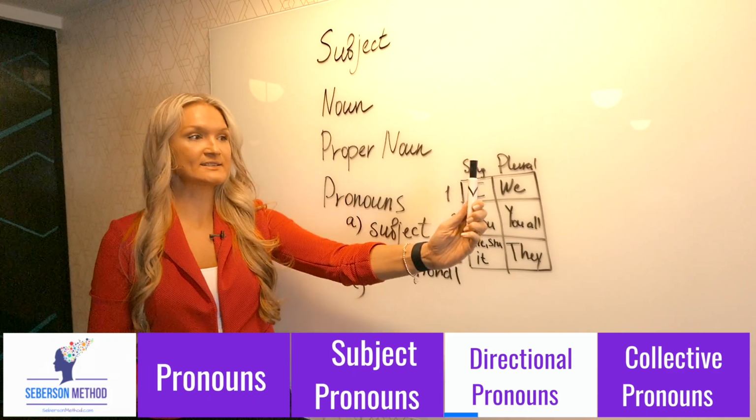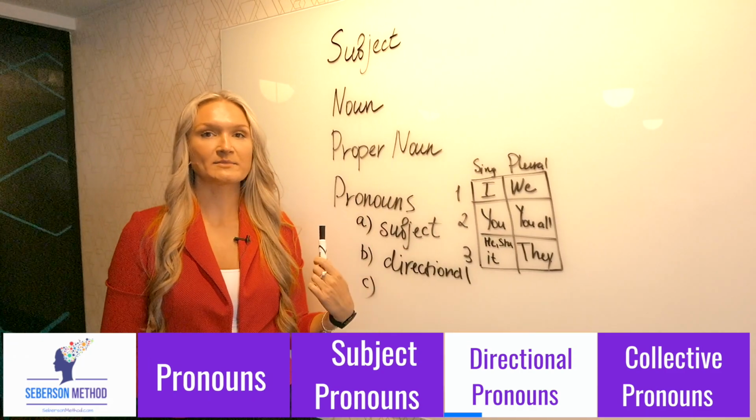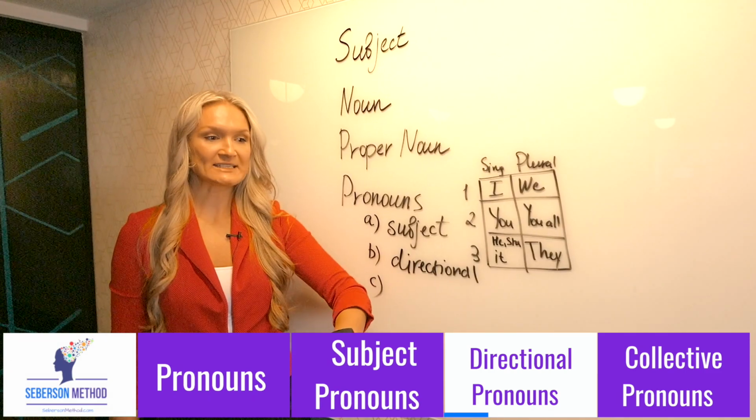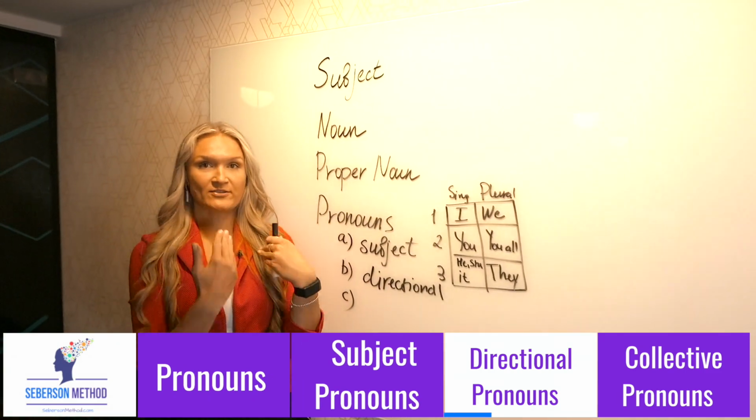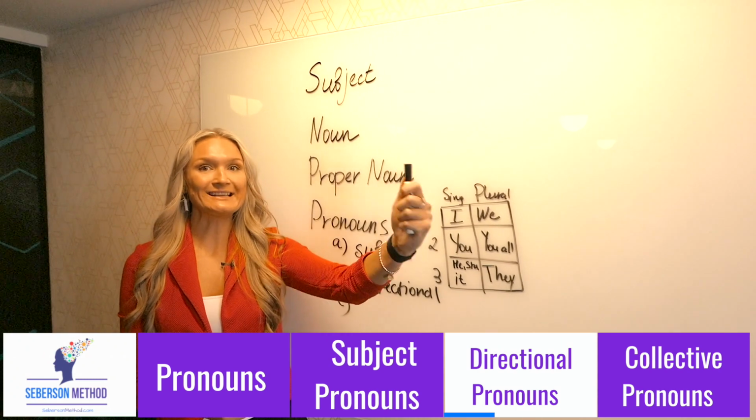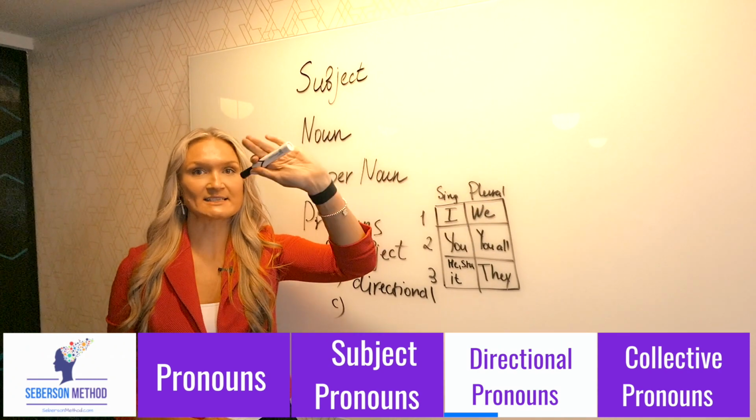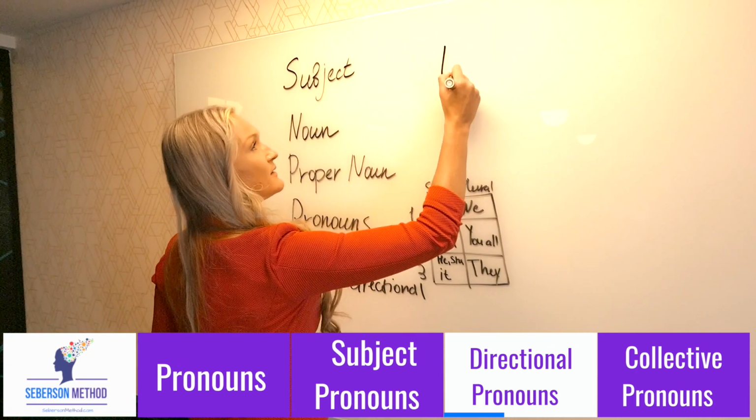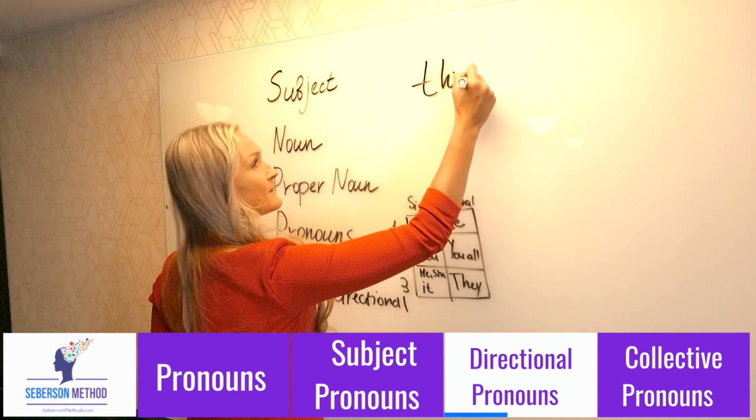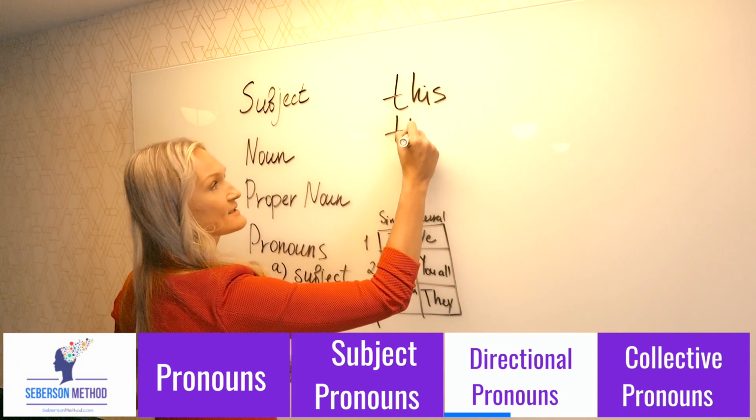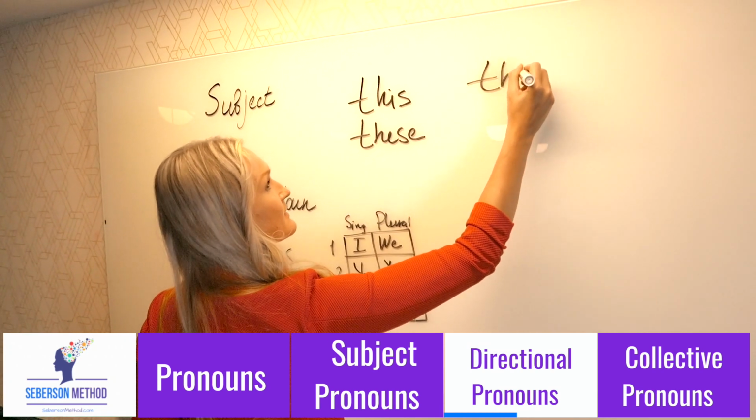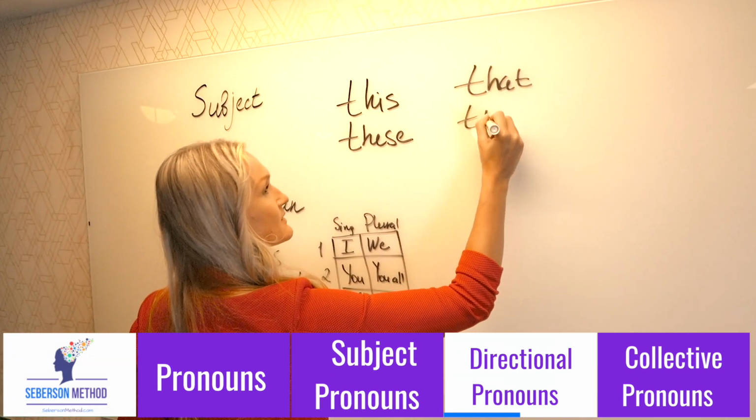For example, this marker. When I'm talking about a marker that is far away from me, I'm going to say that marker. So remember, this is singular, that is nearby. That is singular, that is beyond your arm's reach. This goes with these, and that goes with those.